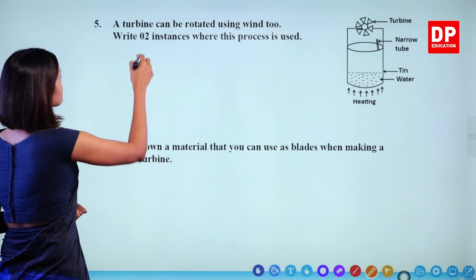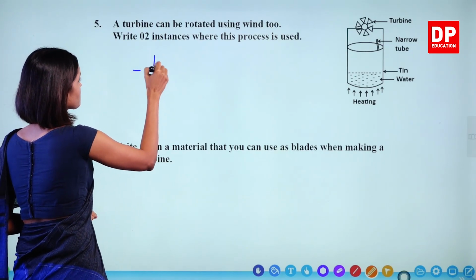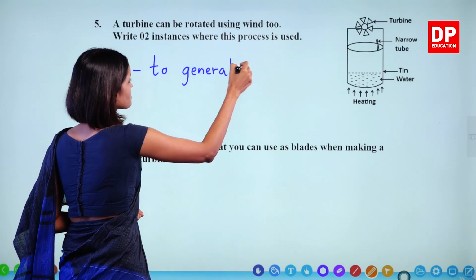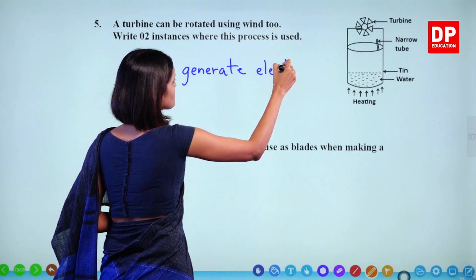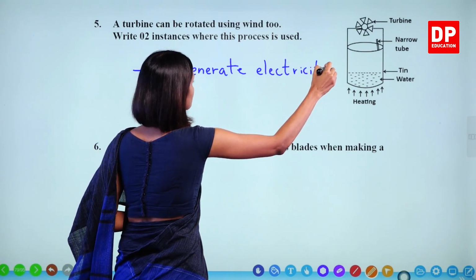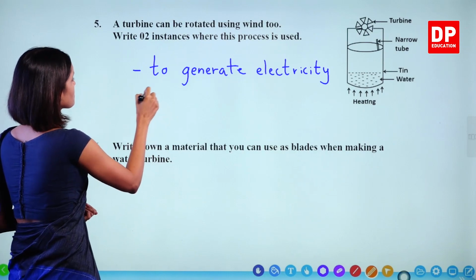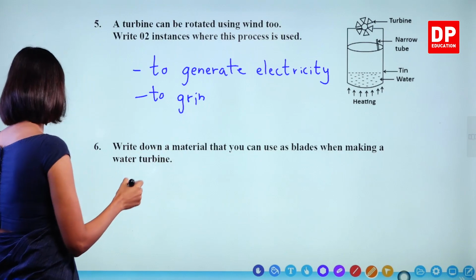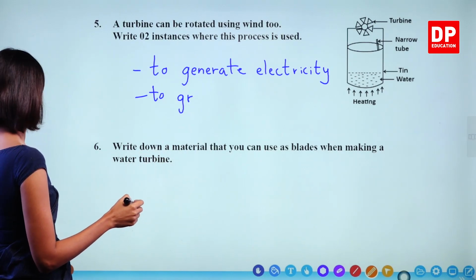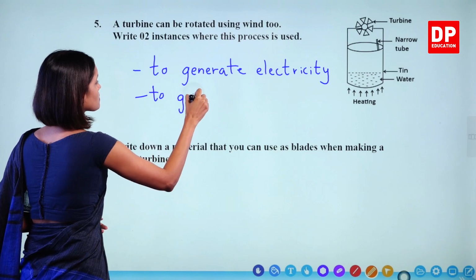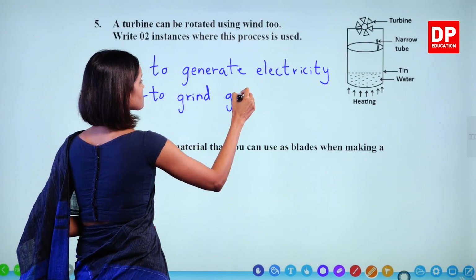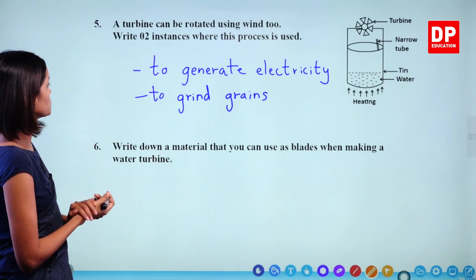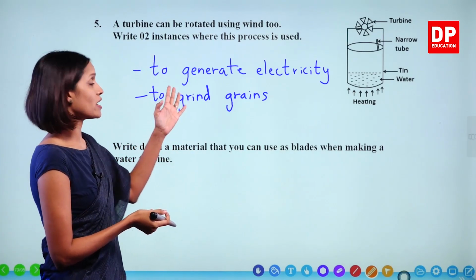Let's write down. Write two instances. To generate electricity. To grind grains. Windmills were used in the past. We ask only two, therefore we wrote two. To generate electricity, to grind grains.